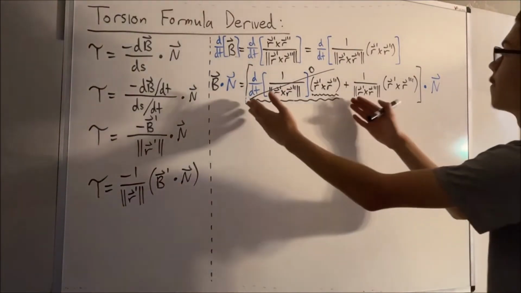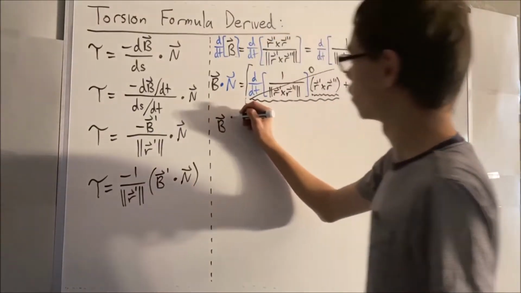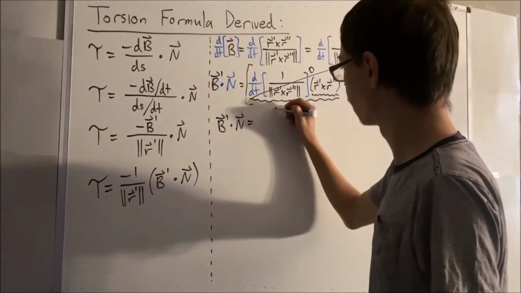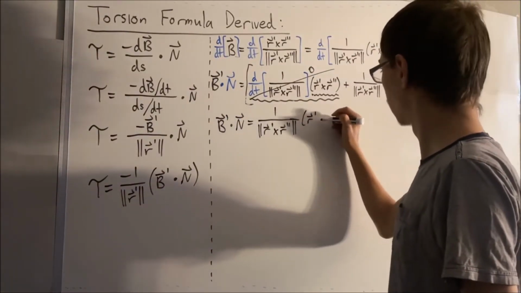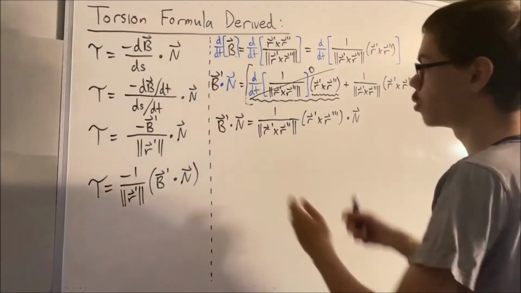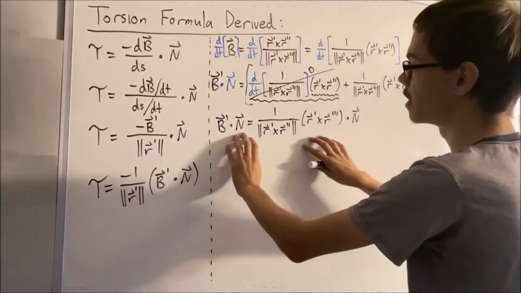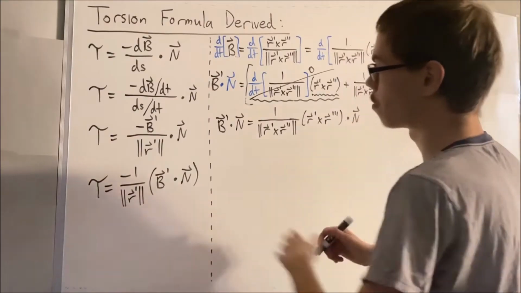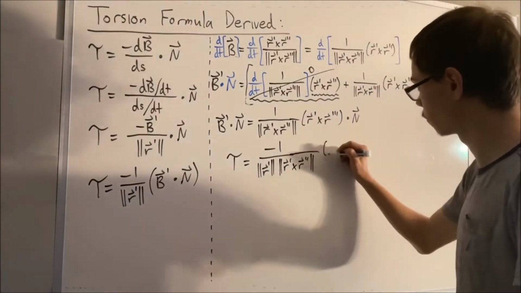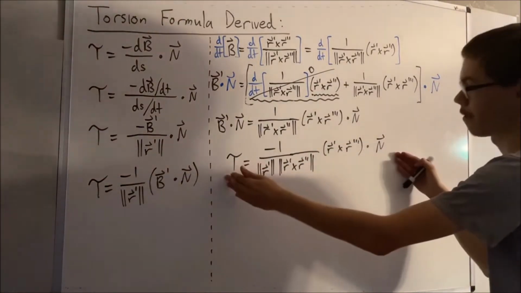So really all we have now is the dot product of the second term and n. And by the way, this is b prime. So this is what we have now. But we're actually going to convert this back into torsion. All we got to do is multiply this by -1 over the magnitude of r prime. So this is what we have.